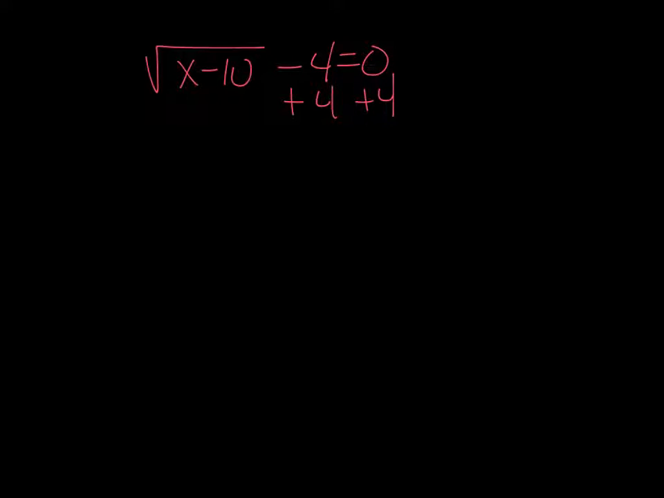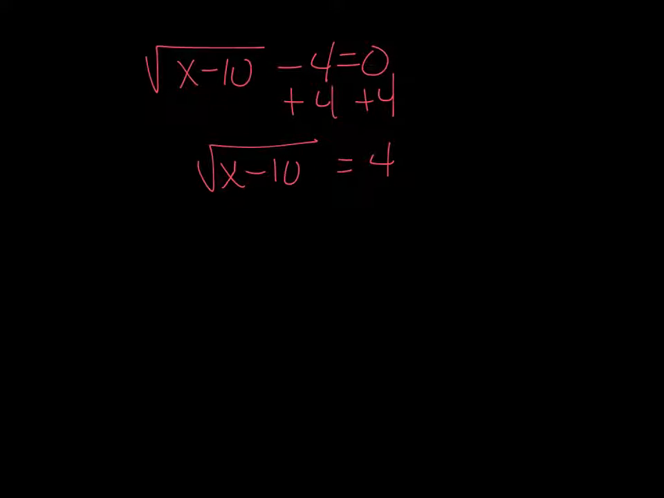Let's say we had the square root of x minus 10 minus 4 equals 0. So this is a radical equation. And the first thing you want to do is get that square root by itself. So we're going to add 4 to both sides. So now I have the square root of x minus 10 equals 4.